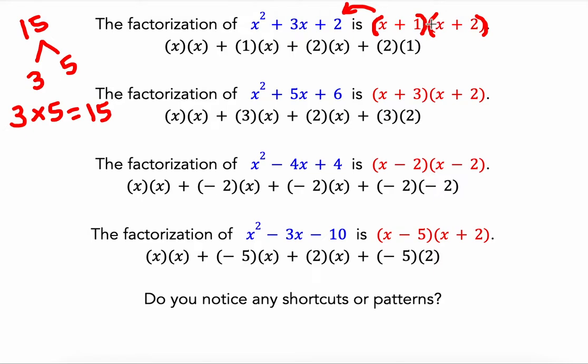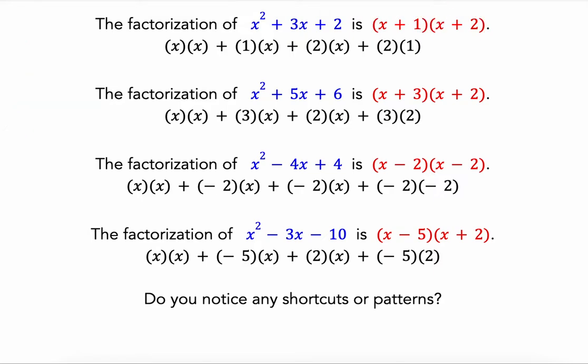Okay, so again, in this lesson, you are going in reverse and you need to figure out what those factors were. So in order to do that, I gave you 4 different quadratic expressions and worked out the factors for you. I would like you to pause the video and see if there are any shortcuts or patterns. Because if we can figure out any shortcuts or patterns, then it'll make our life really easy when we're working backwards. So go ahead and do that.